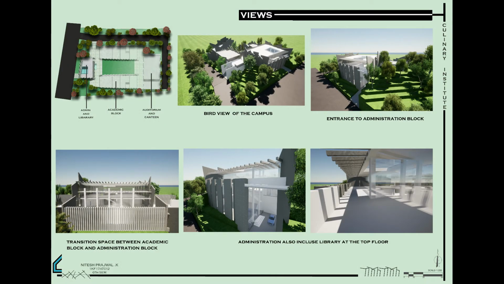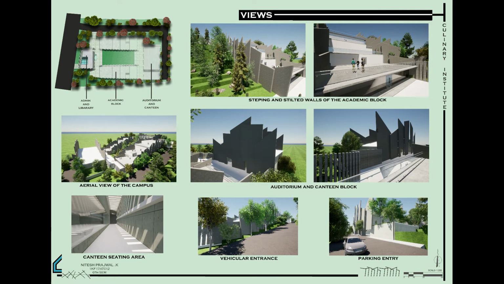While coming to the 3D model views, as you can see, the first picture is a bird view of the campus and the entrance to the administration block, and there is a library open. Here, the stepping of the academic block with tilted walls to the steeps, the auditorium block, the space between the auditorium and canteen, which acts as a seating area, and vehicular entrance and parking.